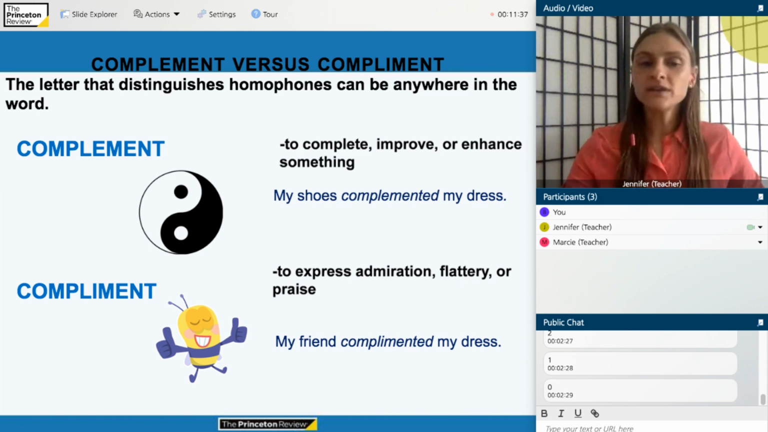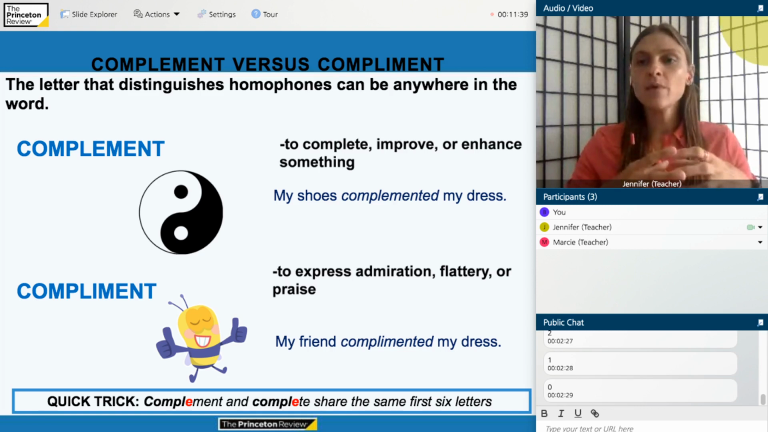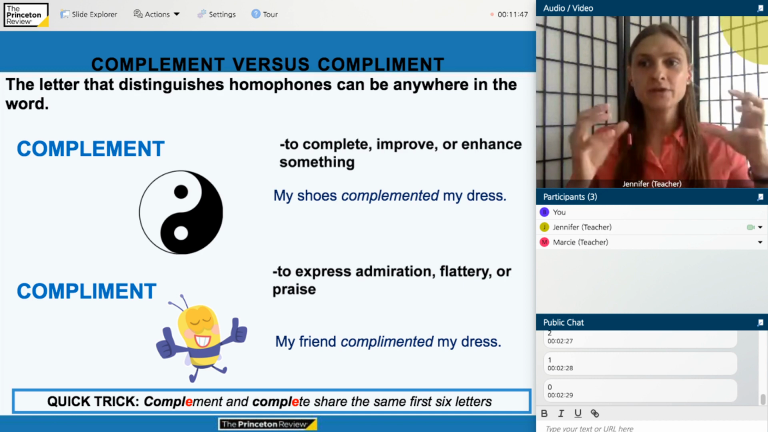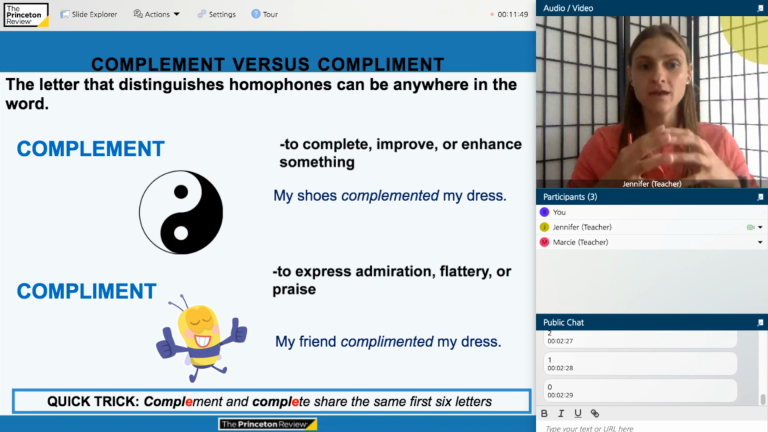So one way to keep these two straight is to think about the first one, complement. It has C-O-M-P-L-E, like complete. So think of it as completing something.